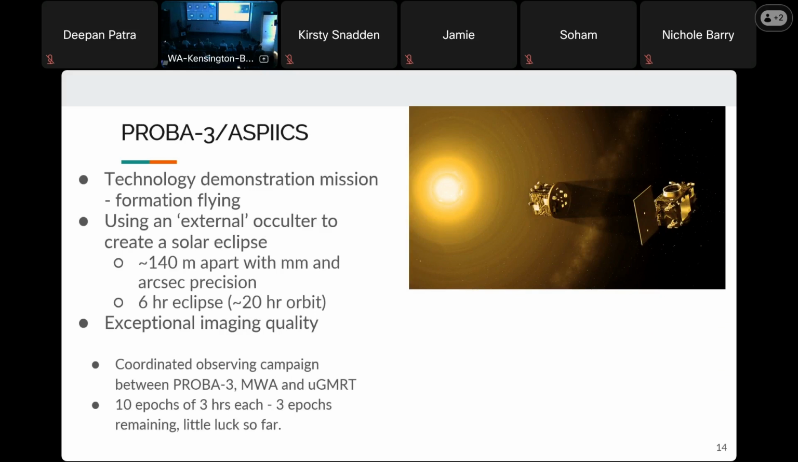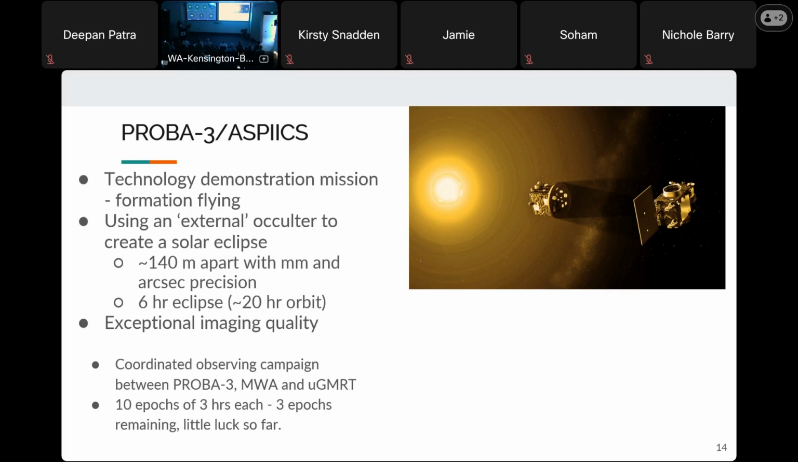This is a fantastic formation flying mission. There are 2 satellites, 140 meters apart. This one is the occulter. This one is where the observing instrument is. You have to fly them with millimeter and arc second precision for it to cast its shadow exactly on the slot where you have to occult the disk.